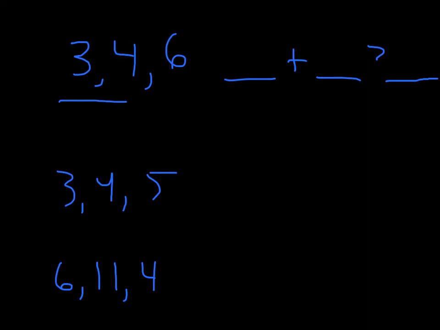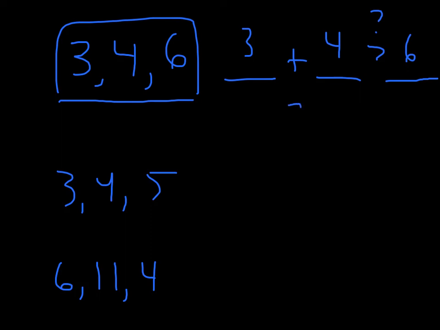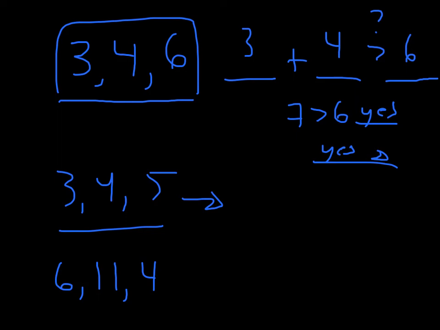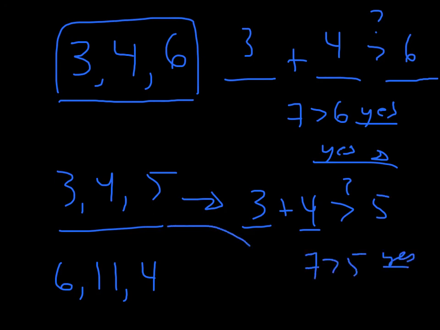So you check to make sure your numbers are small to large. So is 3 plus 4 greater than 6? I put a question mark. Of course, 7 is bigger than 6, so if it's yes, easy way to remember it, that means yes, a triangle can be formed. So if I do 3, 4, 5, the sides are in order from small to big. So does 3 plus 4 bigger than 5? 7 is bigger than 5, so yes, a triangle is formed.